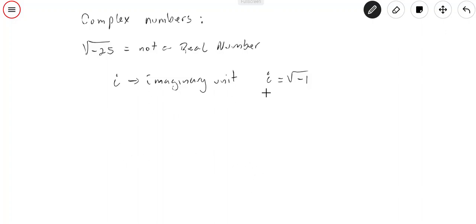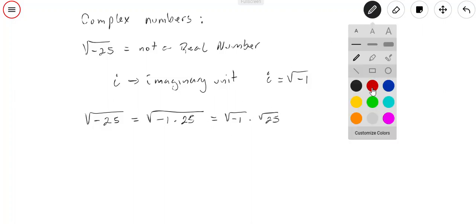So using this imaginary unit i, if I have to find the square root of negative 25, I'm going to say that this is the square root of negative 1 times 25, right? Because negative 25 is exactly the same as multiplying negative 1 times positive 25. Using the product property of radicals, we're going to split this into radical expressions: square root of negative 1 times square root of 25.